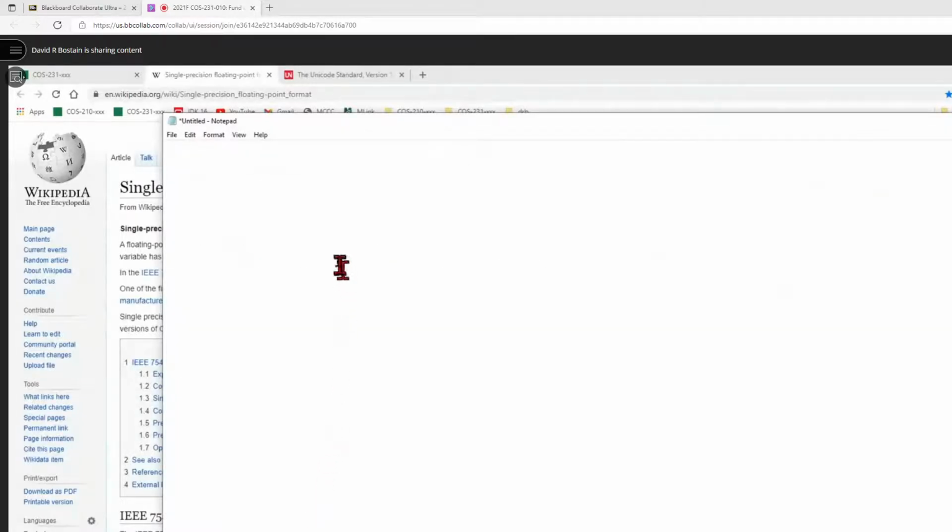Okay, let's do one. Our number is minus 123 and 3/8, which is 0.375. That's 3/8. So let's write it out in binary. Well, a quick way to do 123 is to write 127. How much less than 127 is 123? 4? Okay, so let's turn off the 4 bit. Now we have the 123.